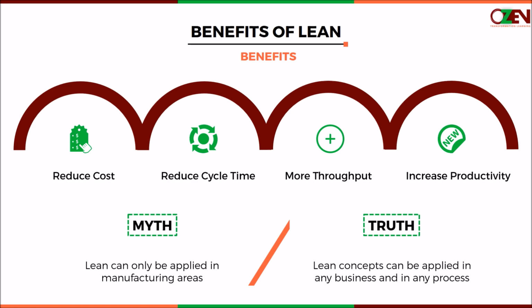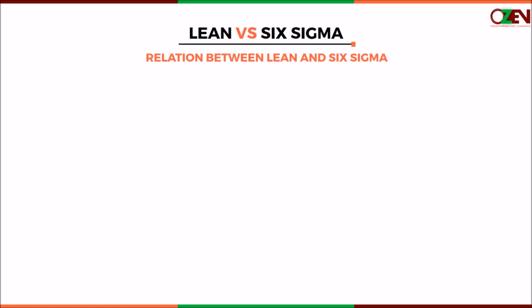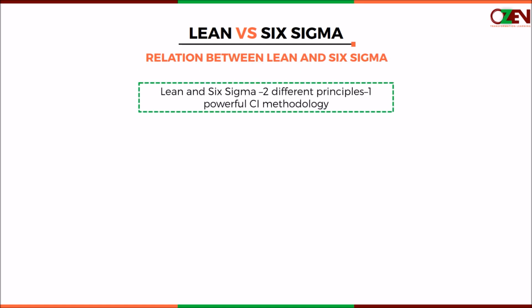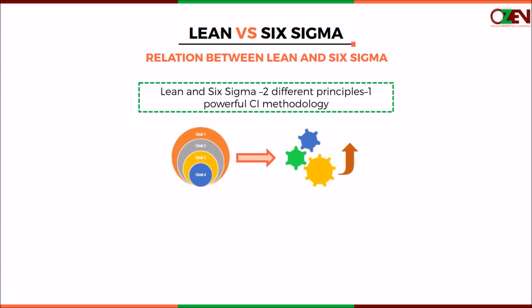On the next screen, let's discuss how Lean and Six Sigma combine. Lean and Six Sigma are two different principles or methodologies that combine to form and create one powerful continuous improvement methodology. They have various overlapping goals toward the improvement, with the aim of creating the most efficient system. Though the approaches are different, the methods complement each other.